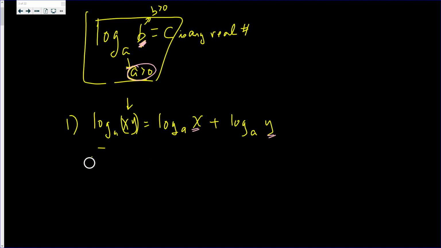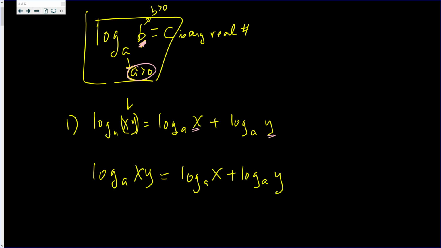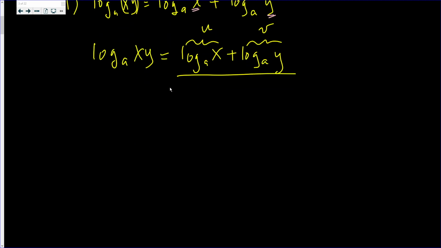Let us prove this. So let's write it down nice and neatly. Log base a of xy is equal to log base a of x plus log base a of y. I want to prove that the right hand side equals the left hand side. I'm going to call that u, and I'm going to call that v. So from the first one, a to the u is x, and from the second one, a to the v is y.